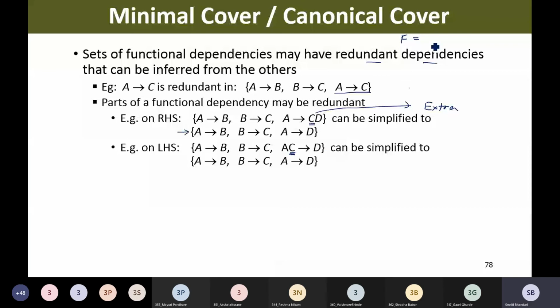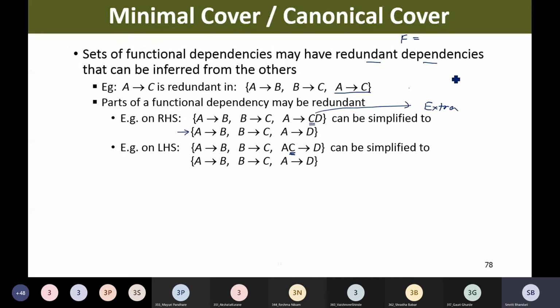So, in essence, what I would like to emphasize is that many times, given the set of functional dependencies F, a few of the functional dependencies are redundant or can be inferred from other dependencies, or some part of a functional dependency may be redundant. We have seen the example. A few of the attributes are extra, redundant, so we can omit those attributes and come up with a simplified set of functional dependencies.